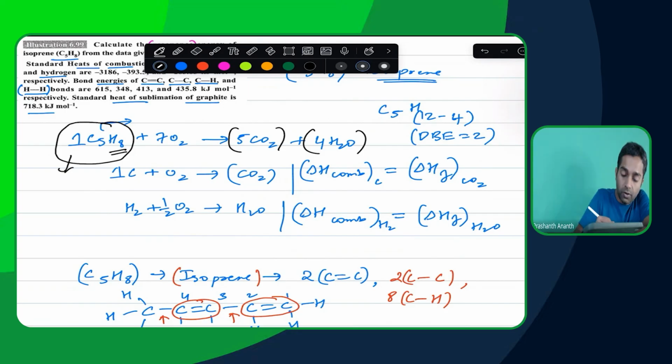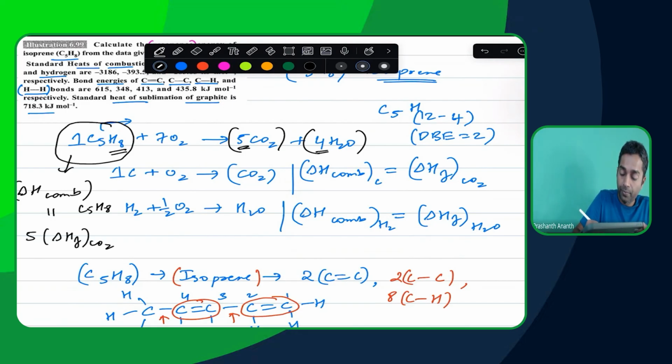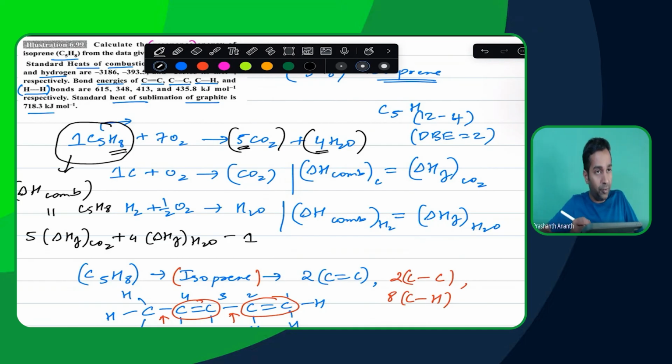So we can write the enthalpy of combustion of C5H8 as equal to the formation of products minus reactants, correct? What are the products formed? 5 moles of CO2, 4 moles of H2O. So it is going to be 5 into the enthalpy of formation of CO2 plus 4 into the enthalpy of formation of H2O, minus 1 reactant. I have to subtract the enthalpy of formation, correct?